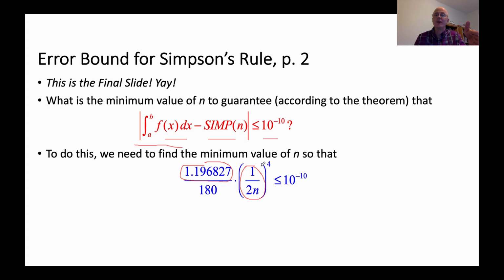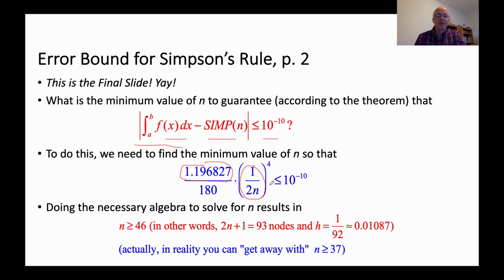N is 2, 2n plus 1 is 5, so 2n is 4. 1 over 2n would be 1/4 or 0.25. This is 0.25 to the fourth. I essentially need to solve this inequality for n. That's certainly possible to do algebraically. I'll let you try that on your own.